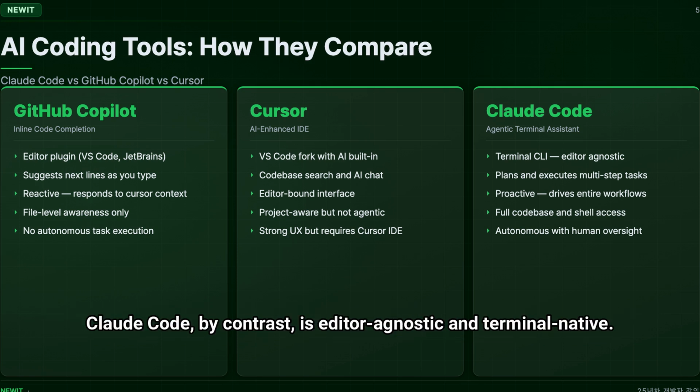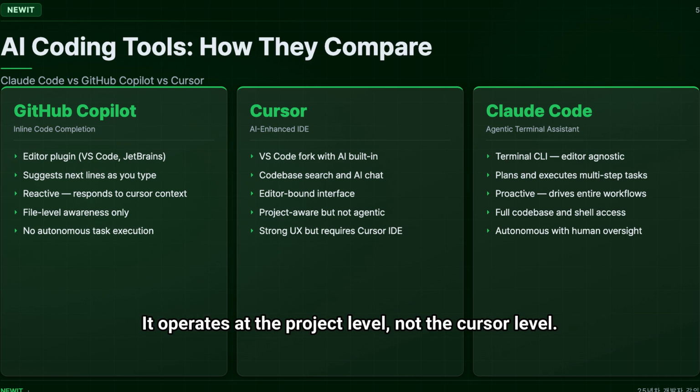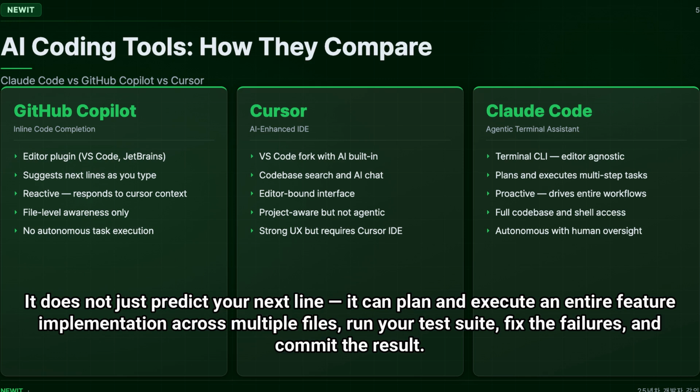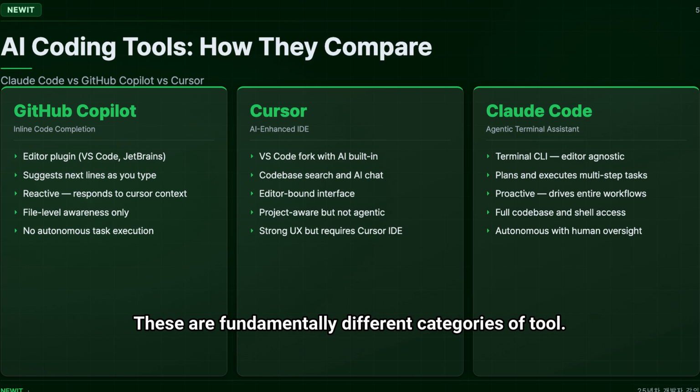Claude Code, by contrast, is editor-agnostic and terminal-native. It operates at the project level, not the cursor level. It does not just predict your next line. It can plan and execute an entire feature implementation across multiple files, run your test suite, fix the failures, and commit the result. These are fundamentally different categories of tool.